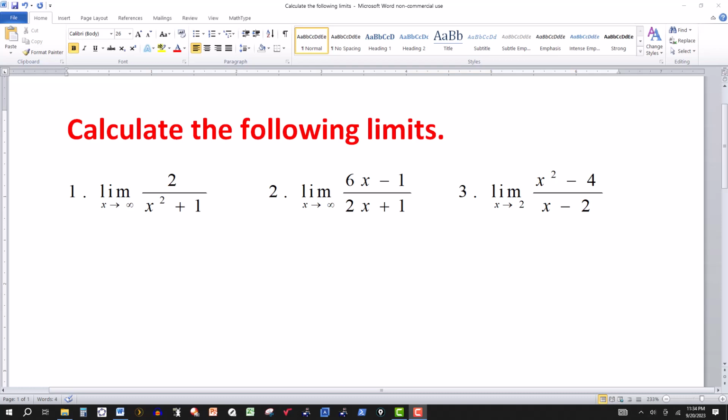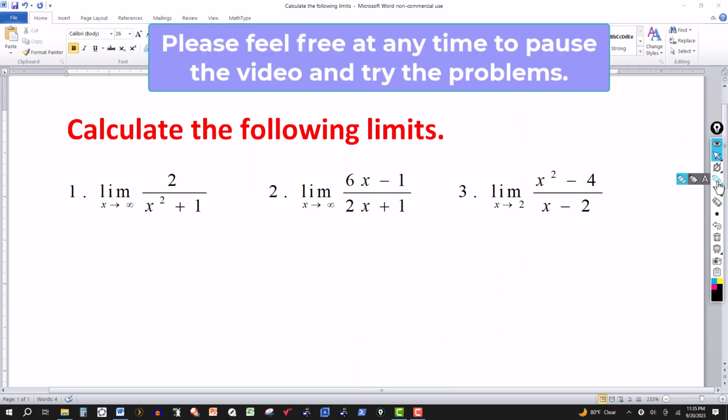In this video, we're going to calculate three limits. The first two are at infinity, and for the third one, we want to find the limit as x approaches 2. And these are some of the more basic limits that you'll encounter in a calculus class. Sometimes you'll see some like these in college algebra. So let's look at the first one.